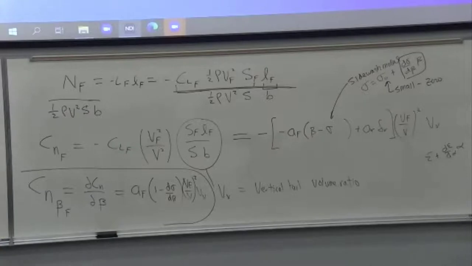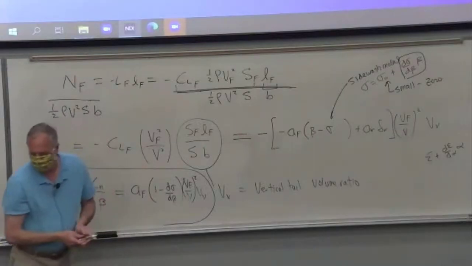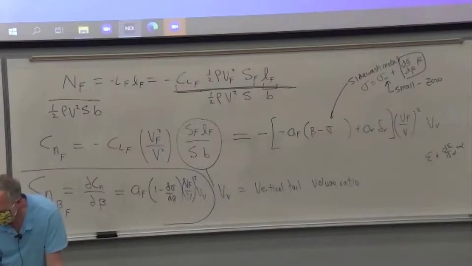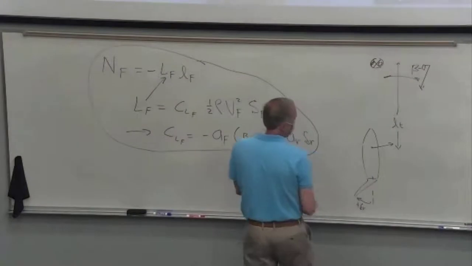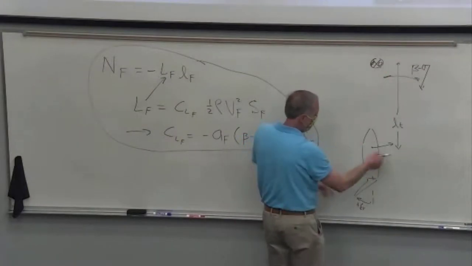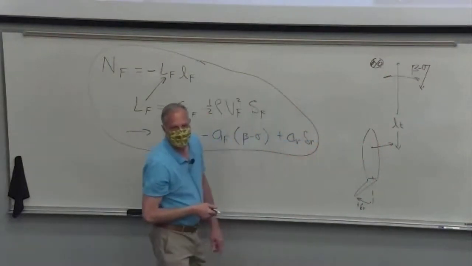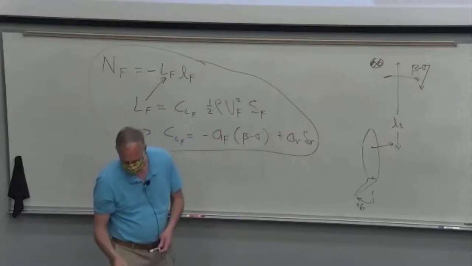So while we're looking at this, if I wanted to calculate the rolling moment due to the beta, how would I do that? What would be different? This is the yawing moment due to beta. Let's go back over to the other board. I had the yawing moment arm here times the force, right? So if I wanted to know a rolling moment, what do I need?